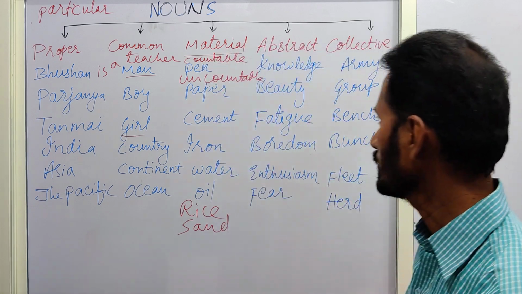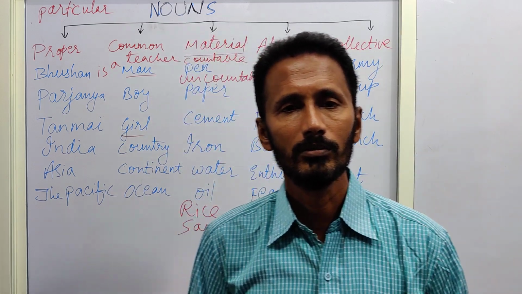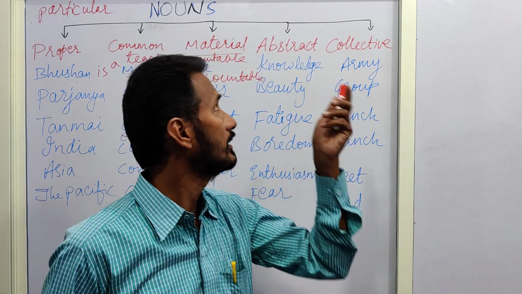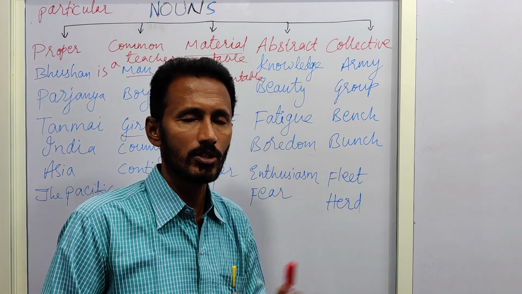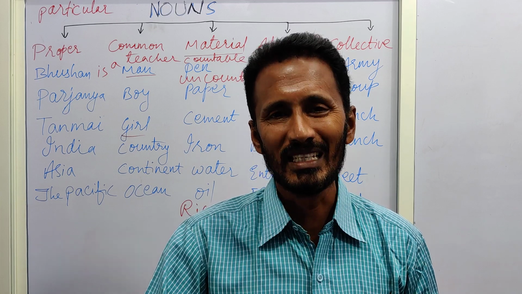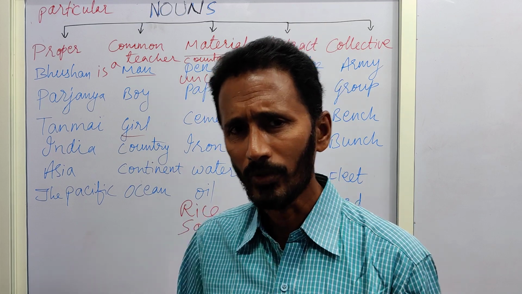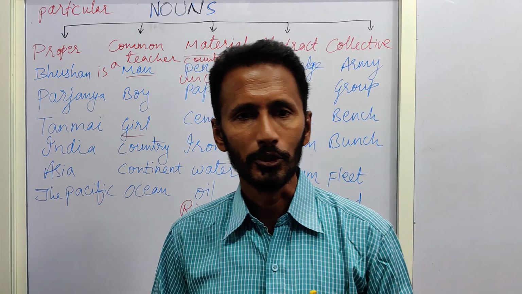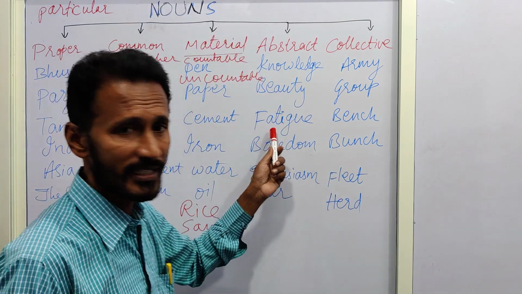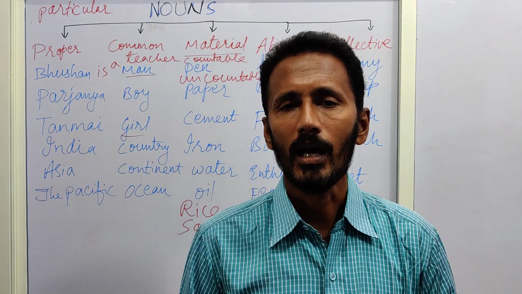Okay. Now coming to the next one, abstract noun. What is meant by an abstract noun? The name itself says it. The meaning of abstract is something vague. It is not in a concrete form or shape, or the thing which can't be touched, can't be seen, or can't be perceived is called an abstract noun. For example, love, death, youth, beauty are called abstract nouns. And knowledge, fatigue, boredom, enthusiasm, fear, freedom, all these are called abstract nouns.